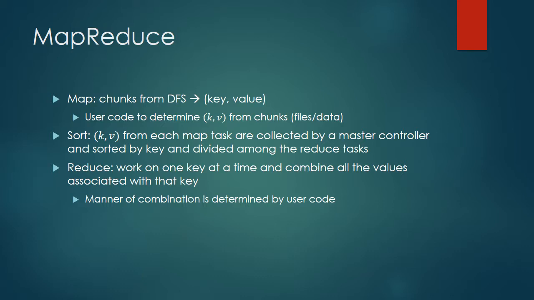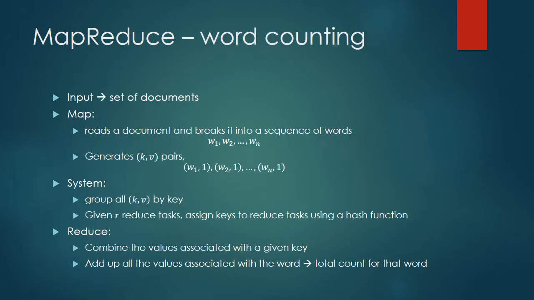And that's where the connection, if at all something exists, between your input data comes forth. So you do some processing, extract your key value pairs, group them together by the key, and pass them on to the reduce task, which works on one key at a time and combines all the values. Again, the manner of combination is application dependent. So it seems like a fairly simple framework, and we'll take a look at some examples of how you would actually use this set of two functions to solve some problems.